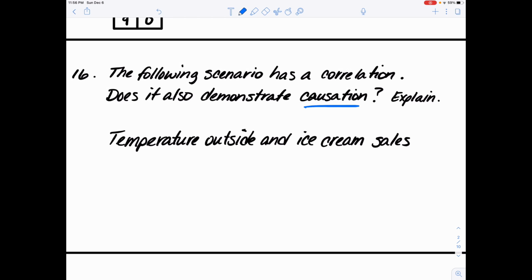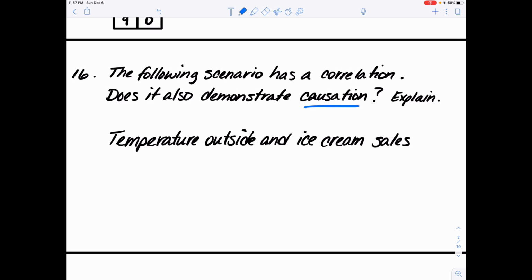Now the word causation means, did one of them directly cause the other to change in the way that it did? Or is it just sort of a coincidence? You have to be real careful when you're analyzing statistics and you're watching the news and they give you a scenario where, oh, well, because this is happening, that means this is going to happen because the data says they're both increasing at the same time. Well, sometimes it's just a coincidence when that happens. There is a correlation, but not necessarily causation.